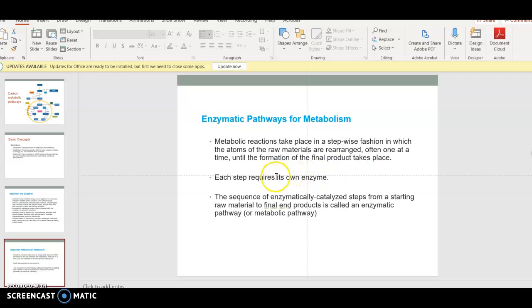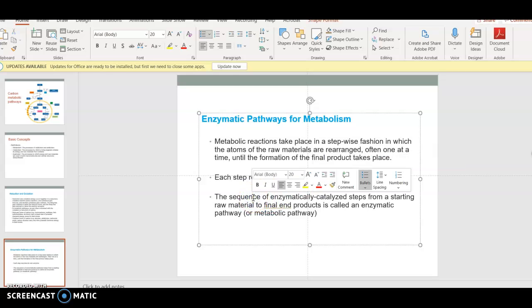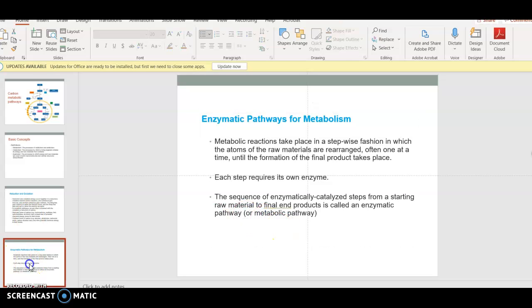Each step requires its own enzyme, specific for each reaction. You also learned about this during enzymology by Professor Nazami. The sequence of enzymatically catalyzed steps from a starting raw material to the final end product is called an enzymatic pathway or metabolic pathway.